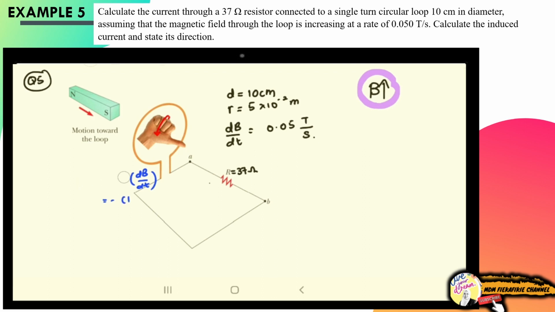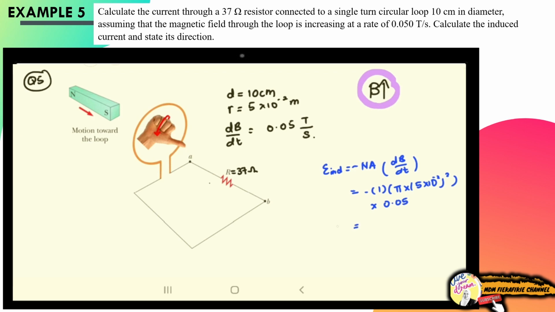Okay, sorry, I think I need to write here. The induced EMF is equal to negative N A dB over dt, where N is 1 and A is pi r squared. Pi times r, which is 5 exponent negative 2, squared, and times dB over dt, which is given as 0.05.